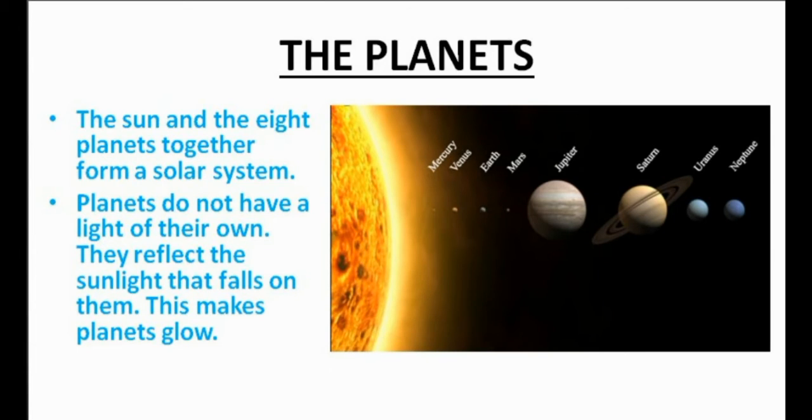And planets do not have a light of their own. They reflect the sunlight that falls on them, and this makes the planets glow.